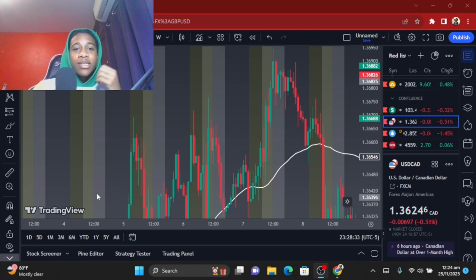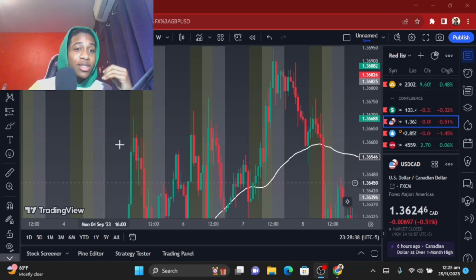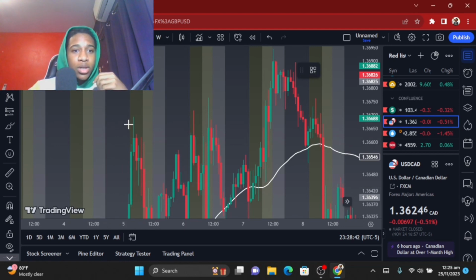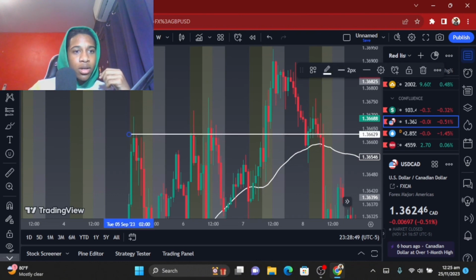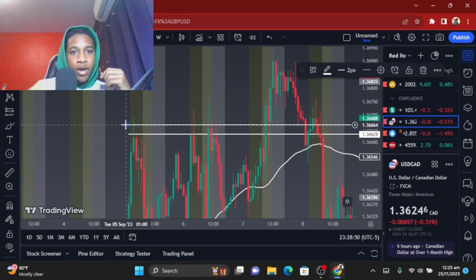Okay, so this here is another perfect example of a sell side liquidity, right? As you can see here, we are over on the 1 hour chart, the 1 hour time frame. We pull out our horizontal ray. That's one right there. The second one should be right there, right?